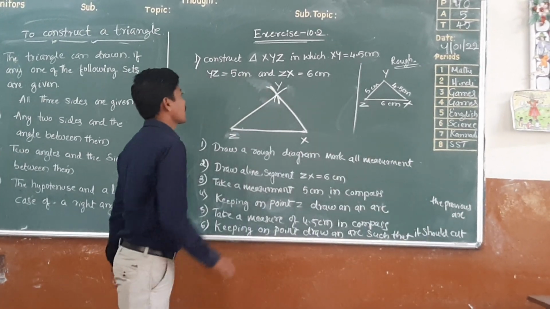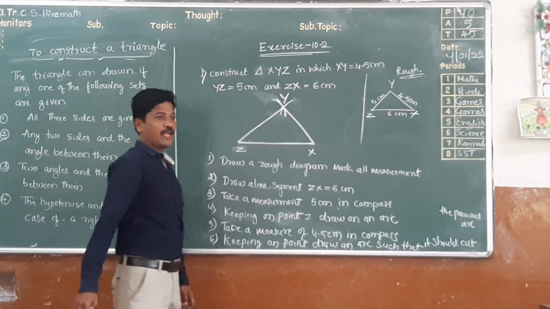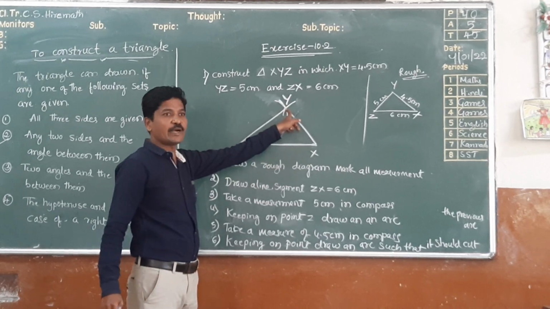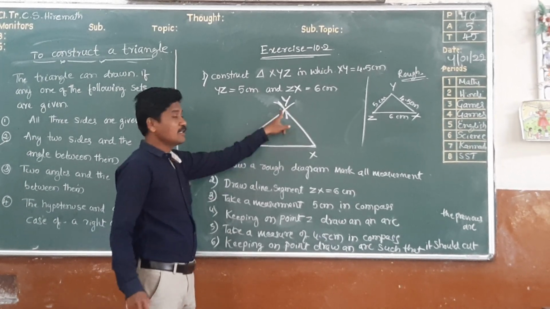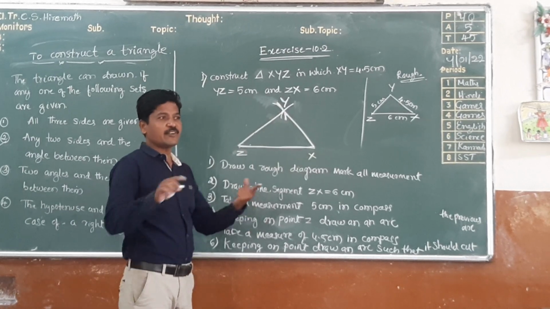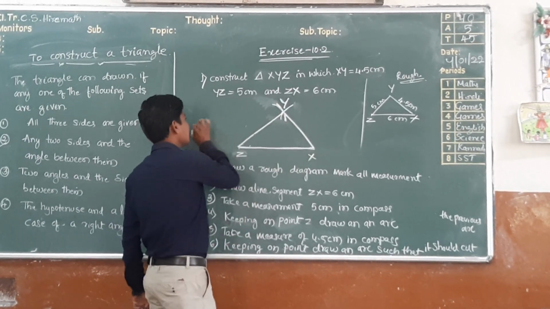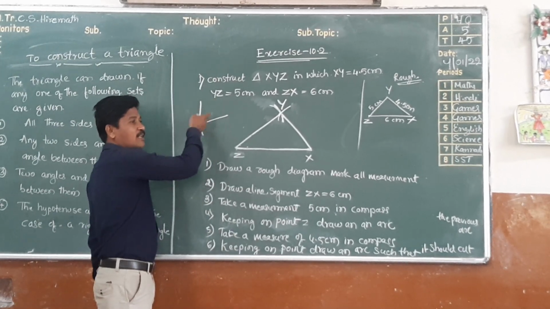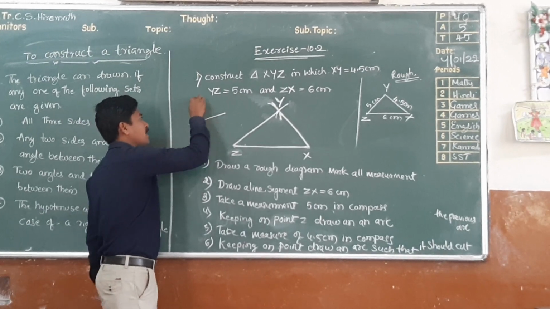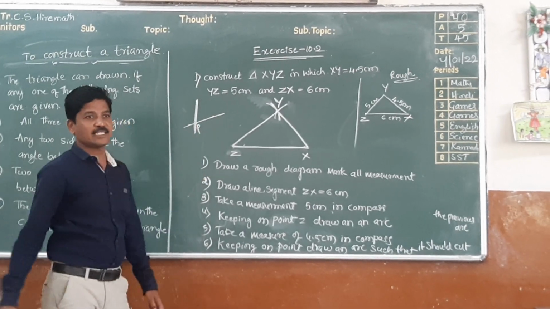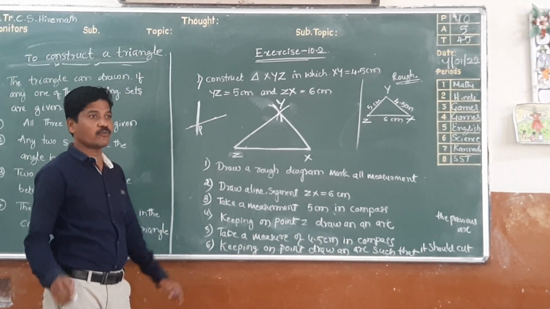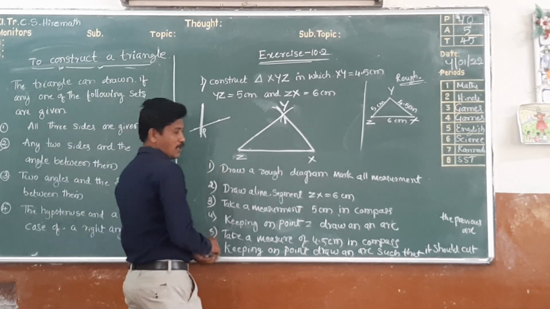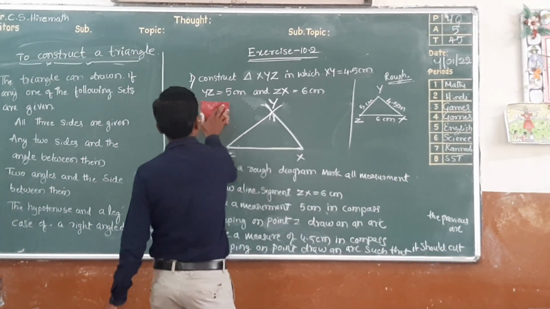What did you get? Point Y. So that point is called a vertex. Vertex Y. Why is it a vertex? It is where lines meet. The difference between a point and a vertex is, if it is a single point, then it is called a point. If it is meeting two or more lines at that point, then it is called a vertex. More vertices, the plural, are called vertices. Okay.